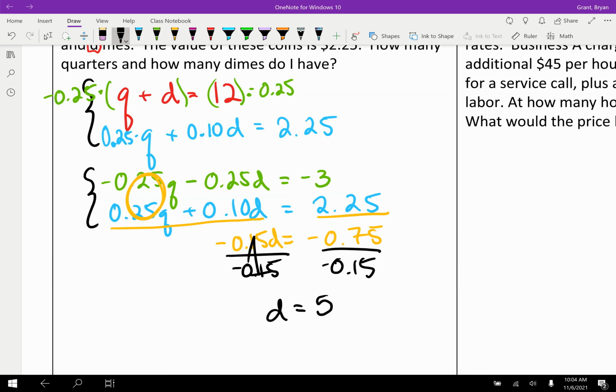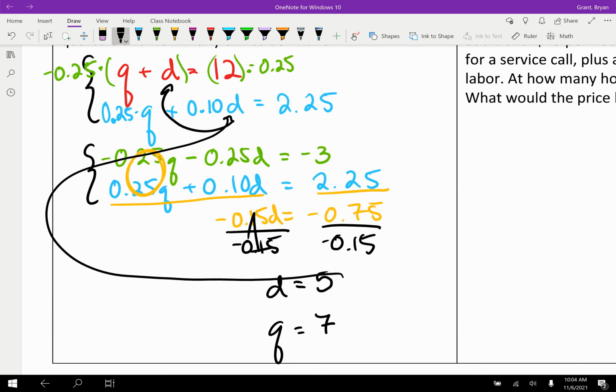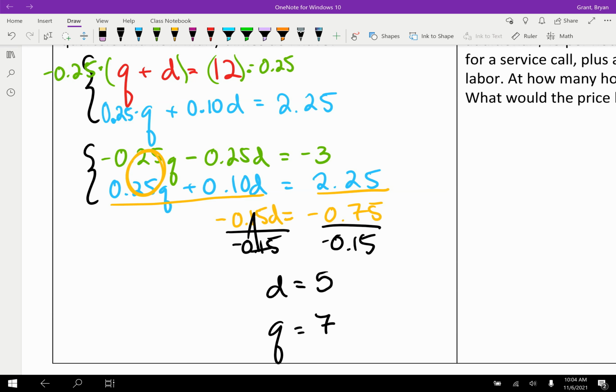So we have 5 dimes. Now, you might be groaning and you're like, oh, we have 5 dimes, now we have to do that back substitution thing. Well, you do, but don't get lost in the math. This top equation is just telling you you have 12 coins. If you know you have 5 dimes, can you do the math in your head? 5 dimes, how many quarters? Hopefully you said 7 quarters. And that's because 5 plus 7 has to equal 12. So you could substitute the 5 in here or over here, but I think it's probably going to be faster if you just bring some logic in and realize you have 5 dimes and 7 quarters.